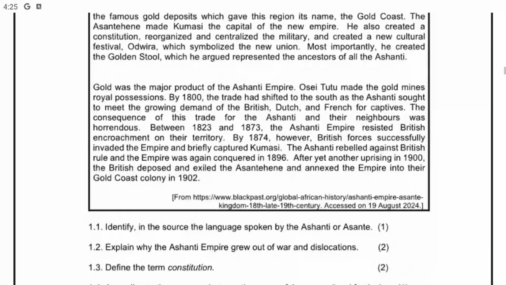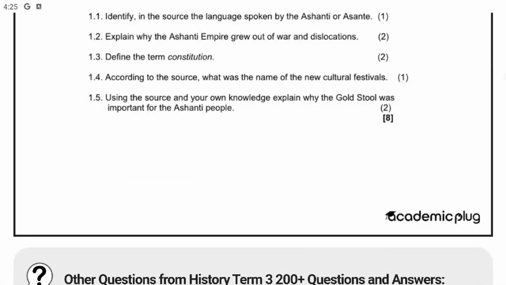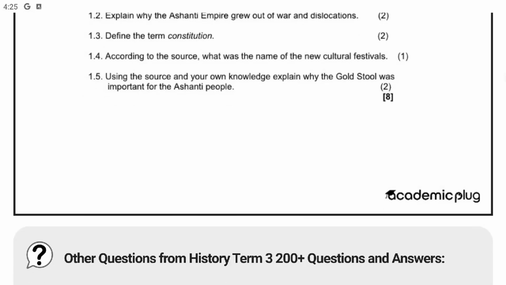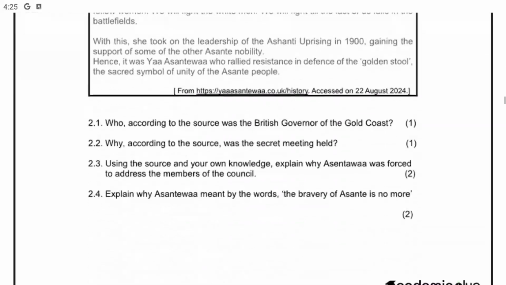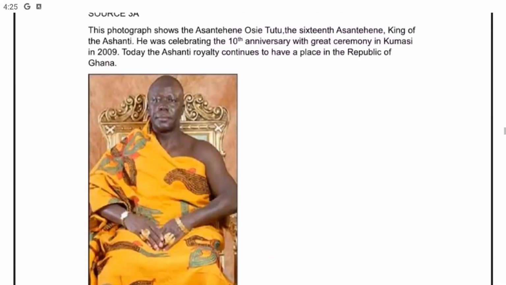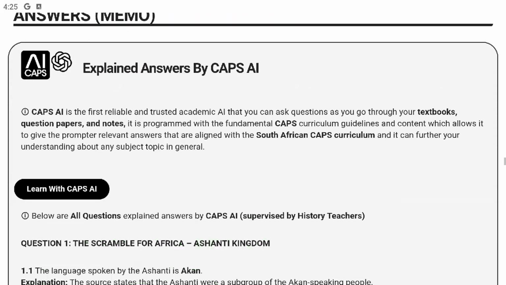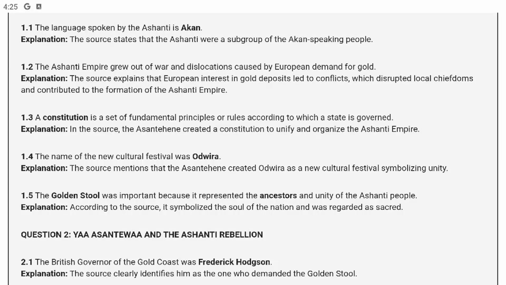1.4, according to the source, what was the name of the new cultural festivals? I did mention that you are directly being asked to refer to the context. So the name of the new cultural festival was Odwira. The explanation says the source mentions that the Asante created Odwira as a new cultural festival symbolizing unity. So let's come to 1.5.